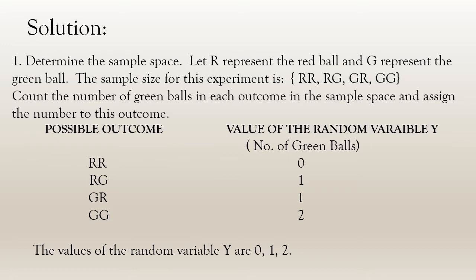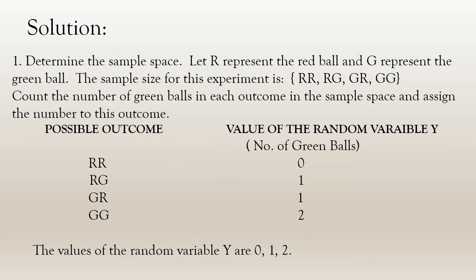Count the number of green balls in each outcome in the sample space kasi yun yung hinahanap natin. And assign the number to the outcome. So, mga possible outcome, yung kanina, RR, ang value ng random variable natin na y, which is nagre-represent ng green ball. Dito sa RR, wala tayong green ball. So, 0 ang naging value ng random variable natin.